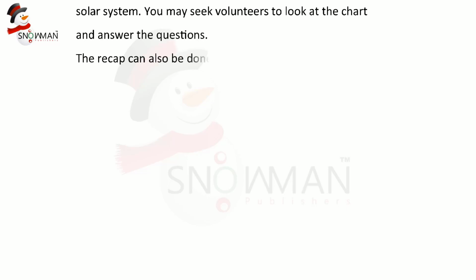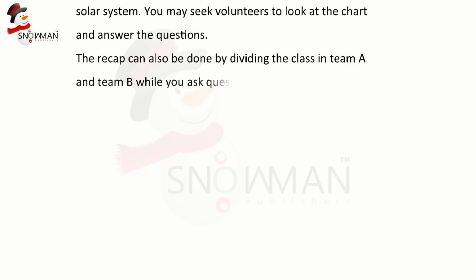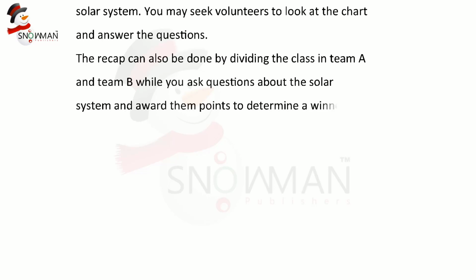You may seek volunteers to look at the chart and answer the questions. The recap can also be done by dividing the class in Team A and Team B while you ask questions about the solar system and award them points to determine a winner team.